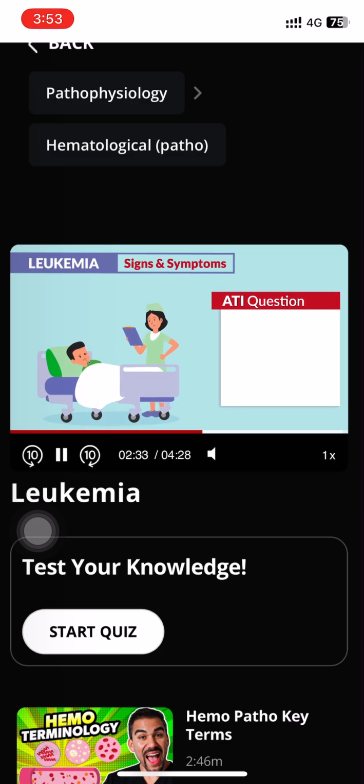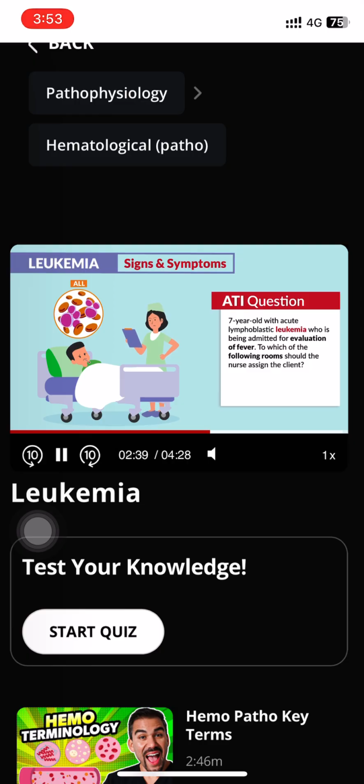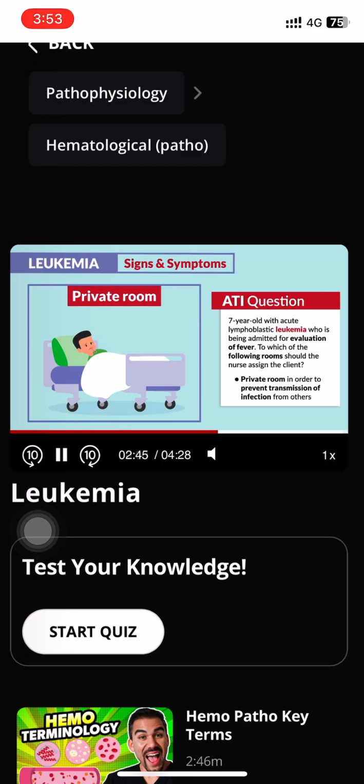So ATI mentions a 7-year-old with acute lymphoblastic leukemia who is being admitted for evaluation of fever. To which of the following rooms should the nurse assign the client? A private room in order to prevent transmission of infection from others. Yes, we want to protect this patient from getting other infections. Very low immune system from those immature WBCs.